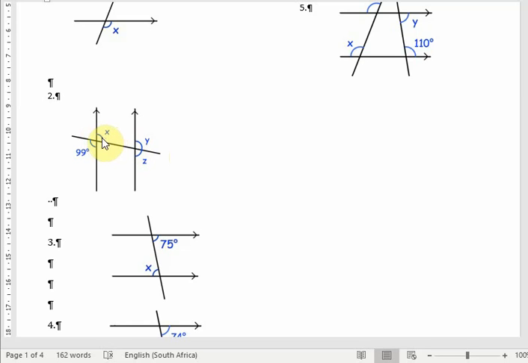Okay, so X and Y are corresponding angles. So if X is 99, Y is also 99. So Y and Z together must add up to 180. So that means because Y is 99, because it's equal to X, Z must be 81, because 81 plus 99 gives us 180.